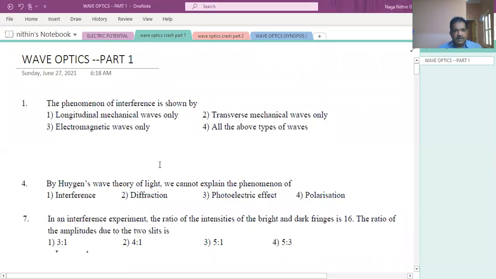The phenomenon of interference is shown by: longitudinal mechanical waves only, transverse mechanical waves only, electromagnetic waves only, or all of the above. Whether longitudinal mechanical, transverse mechanical or electromagnetic waves, whatever they may be, all will show interference. So the answer for this will be the fourth option.